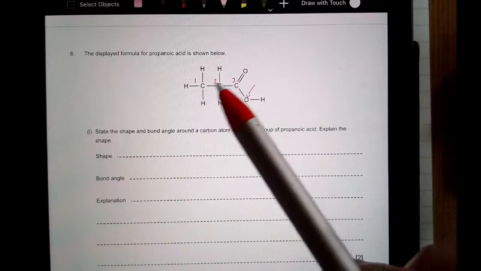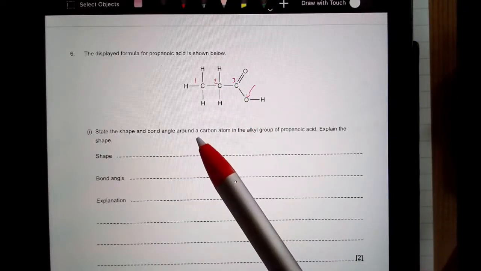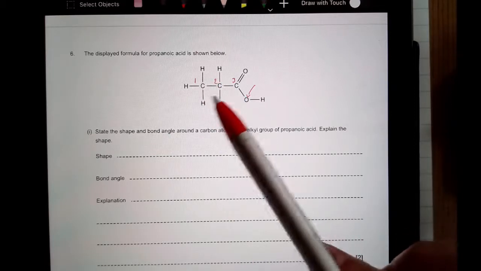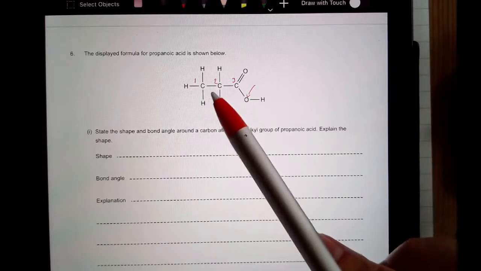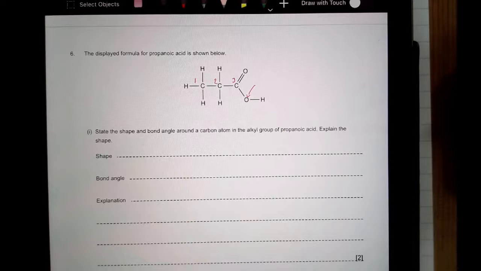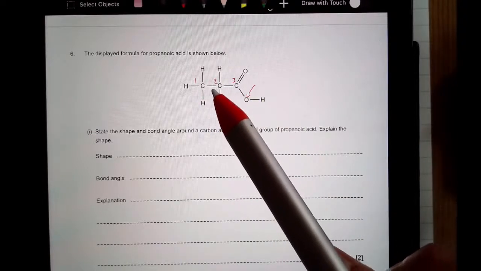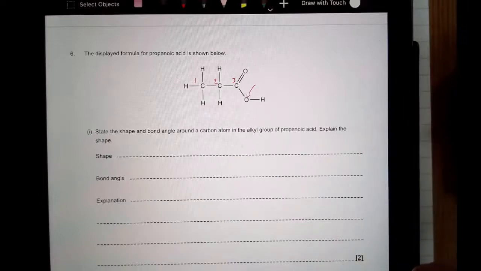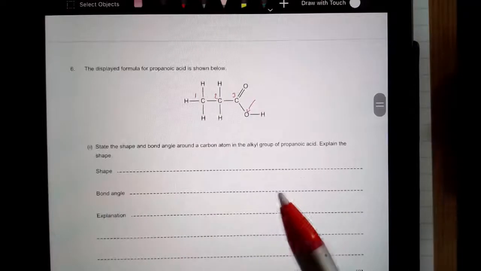But now that we've identified that carbon 1 and 2 are the alkyl group, we can see what the shape and bond angle is. So it doesn't matter which of those carbons you look at, they each have 4 bond pairs. Because they've got 4 bond pairs, the shape is tetrahedral, the bond angle is 109.5. My explanation would be 4 bond pairs, electron pairs repel. There's no lone pairs around a carbon atom, it's only got 4 outer shell electrons, and it uses all of them to bond.